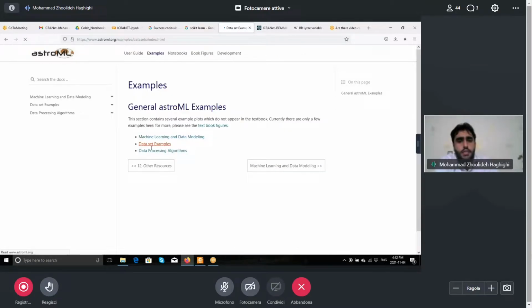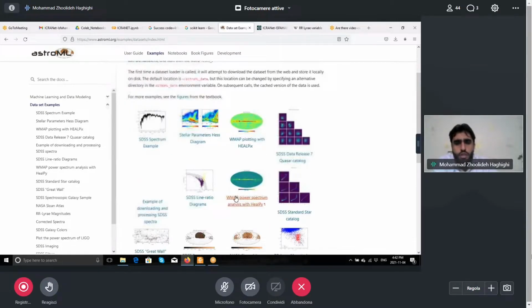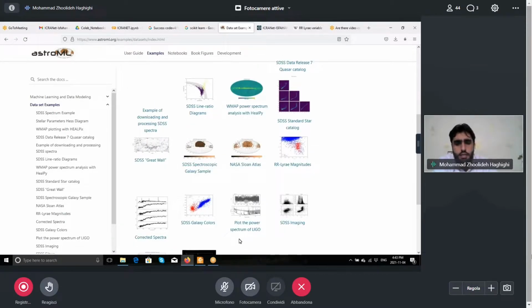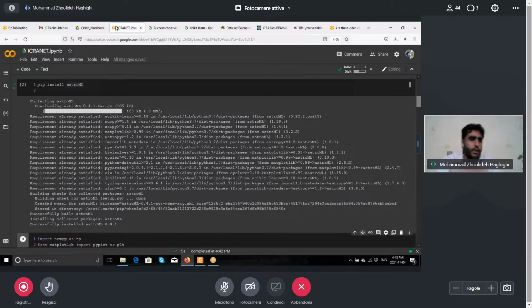And here you can find some examples. For example, dataset examples. You can access the SDSS spectrum. You can have access to WMAP plotting, the WMAP power spectrum, SDSS galaxy colors, and SDSS images. A wide variety of astronomical data will be available for you.